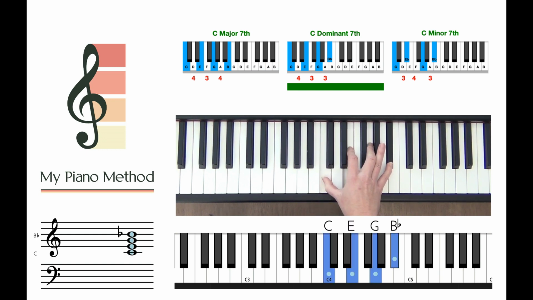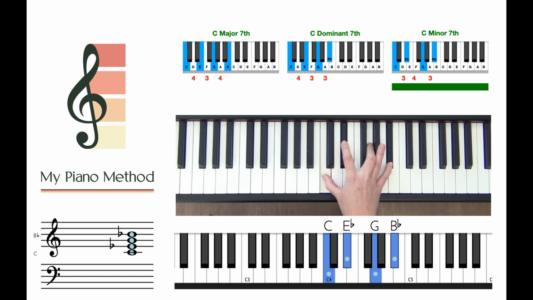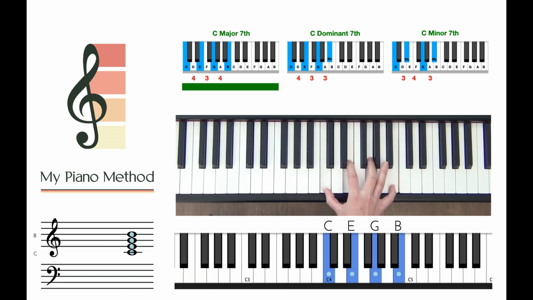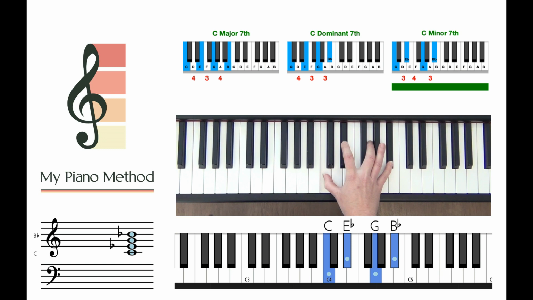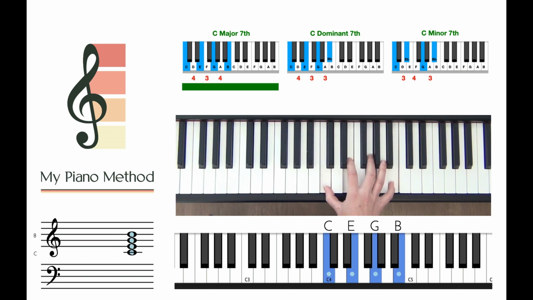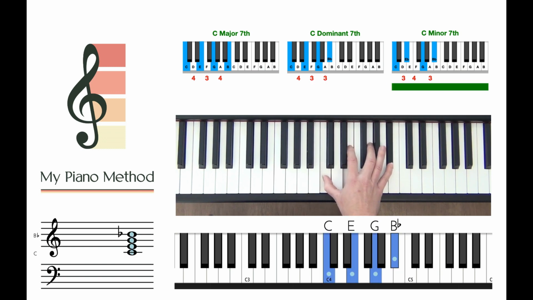And then all you do to find your minor 7th is take the 2nd note, which is this E, and drop it down half a step. So this is your minor 7th. And this is a good way to practice it. Major, dominant, minor. Major seventh, dominant seventh, minor seventh.